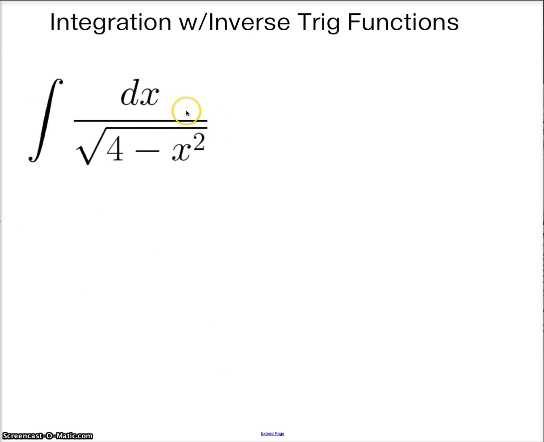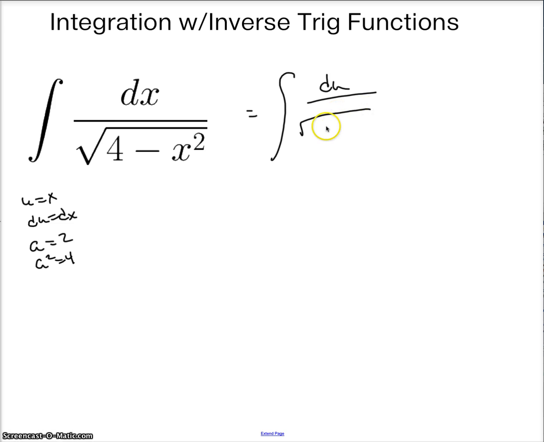Now let's look at this one. This is the integral of dx over the square root of 4 minus x squared. If I let u equal x, du is dx. If I let a equal 2, a squared is 4. Then you see I've got an integral of the form du divided by the square root of a squared minus u squared. And I know that this integral is the inverse sine of u over a plus c. So I know this is true.